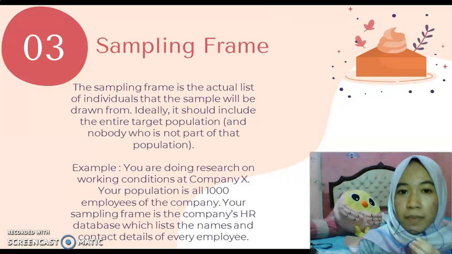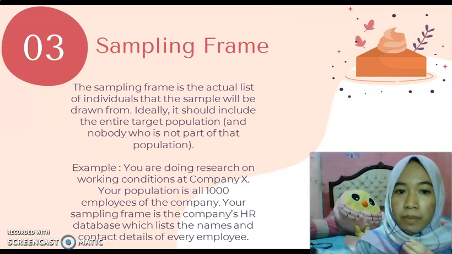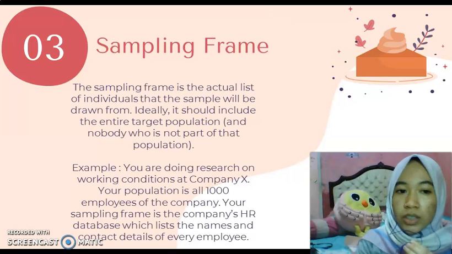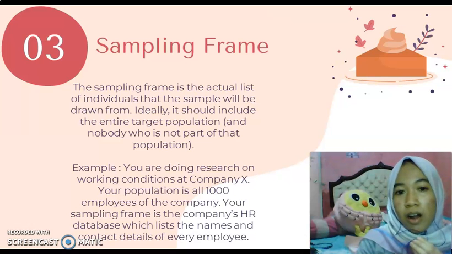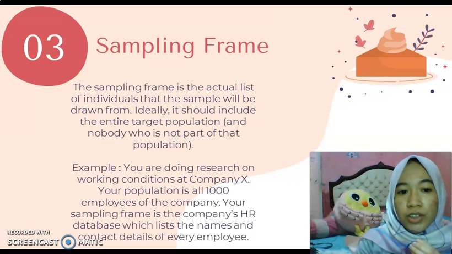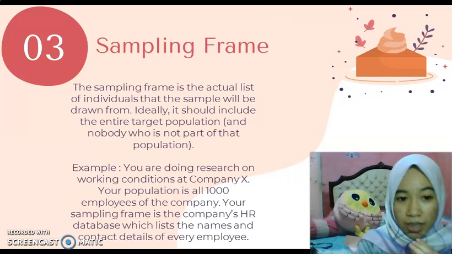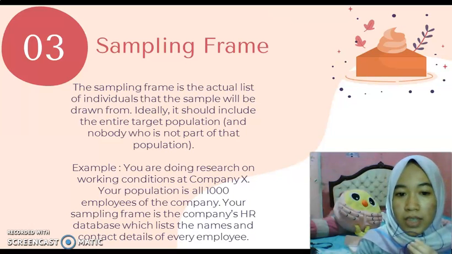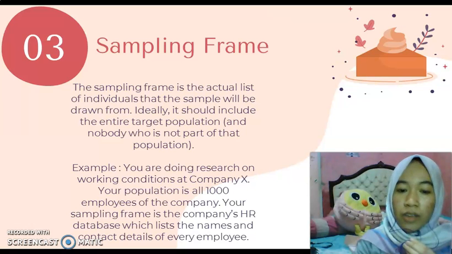Third is sampling frame. The sampling frame is the actual list of individuals that the sample will be drawn from. Ideally, it should include the entire target population and nobody who is not part of that population. Example, you are doing research on working conditions at company X and your population is all 1,000 employees of the company. Their sampling frame is the company HR database which lists the name and contact details of every employee.